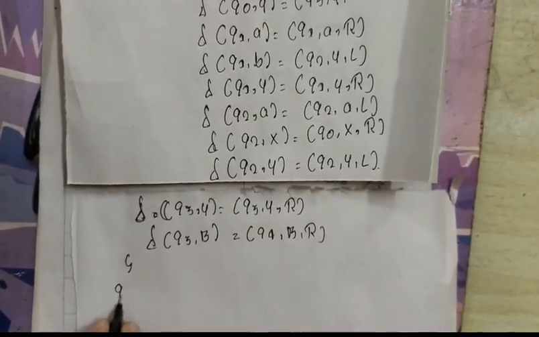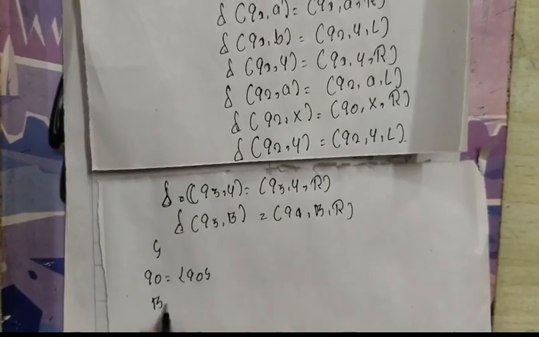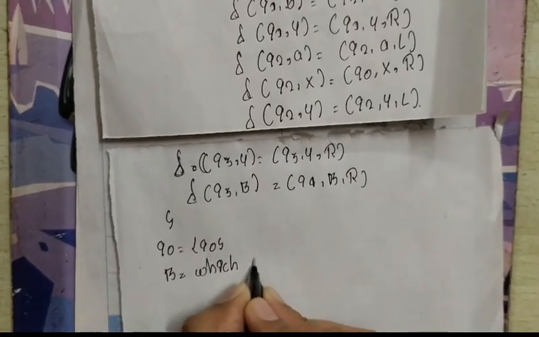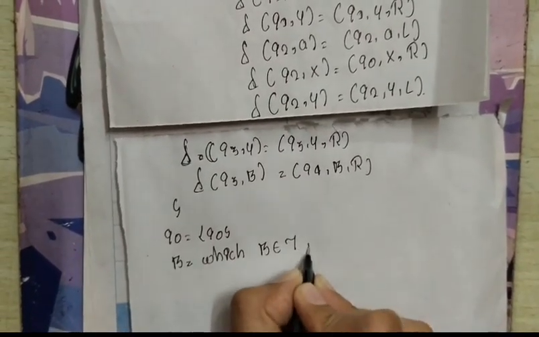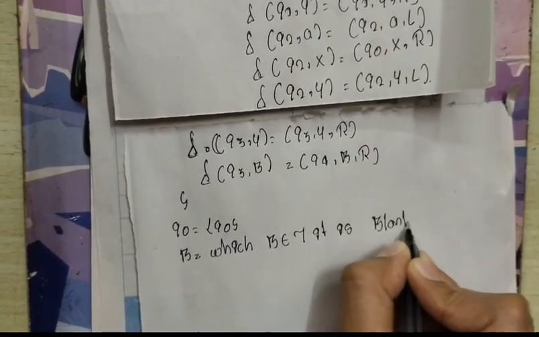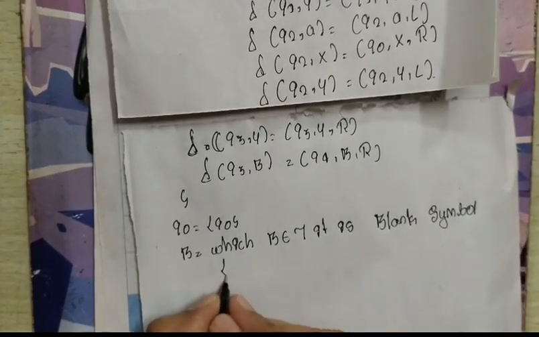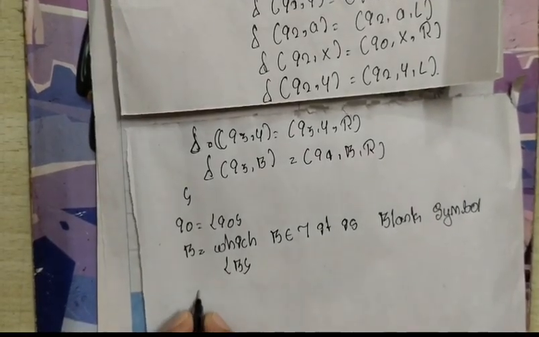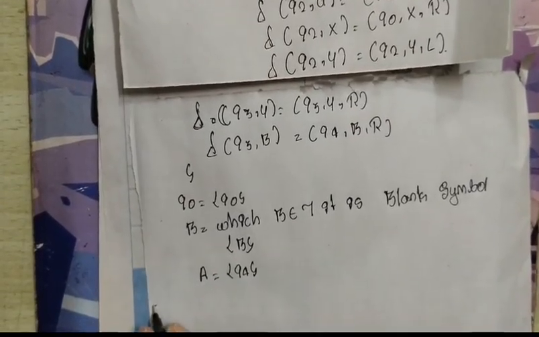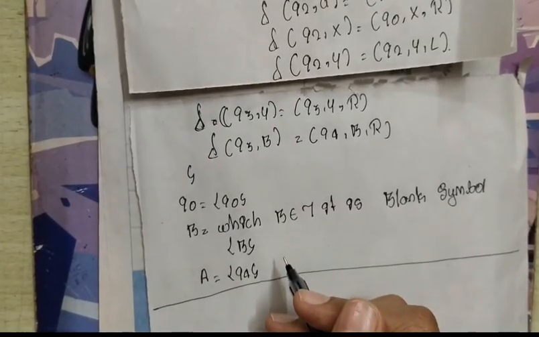Then q0 state means start state, q0 only. Then B is the blank symbol, which belongs to tape. It is a blank symbol. Blank symbol always contains the blank only. Next final state, that is q4. This is our Turing machine and Turing machine problem. Thank you.